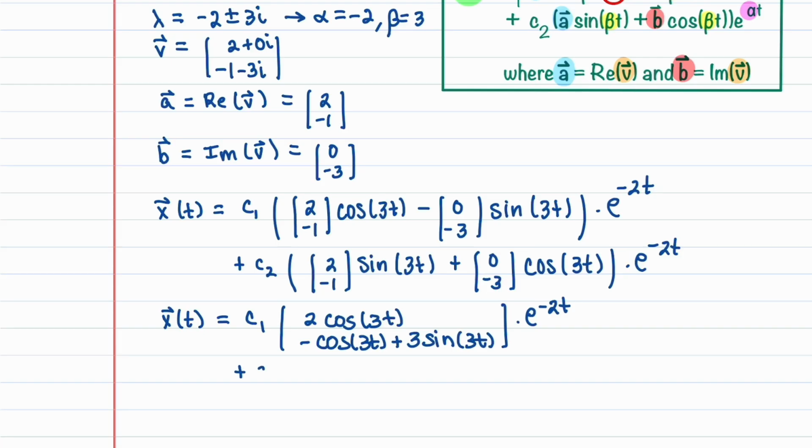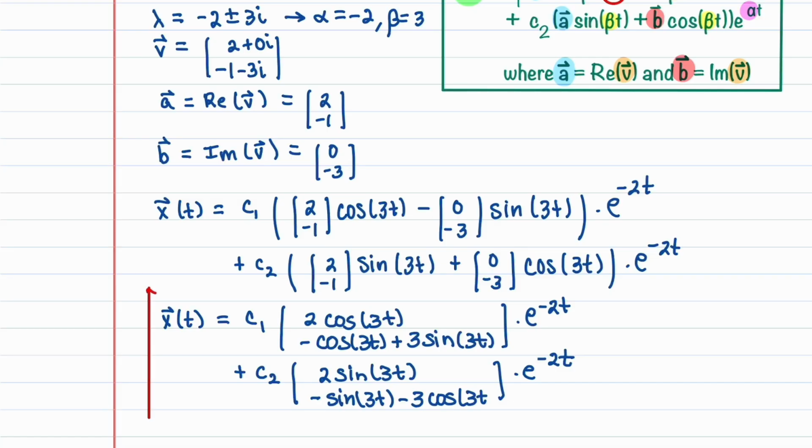And now hang with me, we have one last part. We have c2. Now we're looking at our second set of vectors, and we're going to combine those. So we get 2 sine 3t for our first component, and then our second component is -sine 3t - 3 cosine 3t. And this is also multiplied by e to the -2t. And here's our final solution.